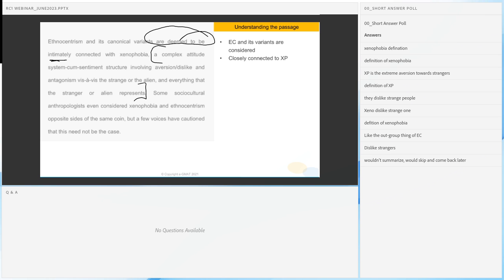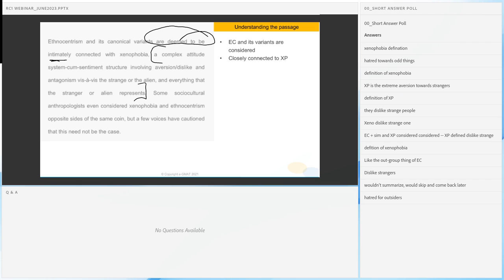Dislike of strangers is a perfectly good summary. Hatred for outsiders, absolutely good. As long as you're doing this, you're doing the processing that you're supposed to do. That's simplifying pieces, really important. Xeno dislikes strange ones. Good, that's absolutely okay. Now, "some sociocultural anthropologists even considered" what's the role of this word "even"?